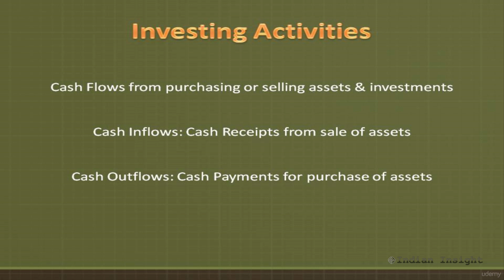So for example, when you buy a machinery, there would be a cash outflow. This would be a part of your cash flow from investing activities and it will be a cash outflow. Similarly, if the company were to sell a property, then it will receive cash in exchange for selling that property. So this will be part of cash inflow from investing activity.